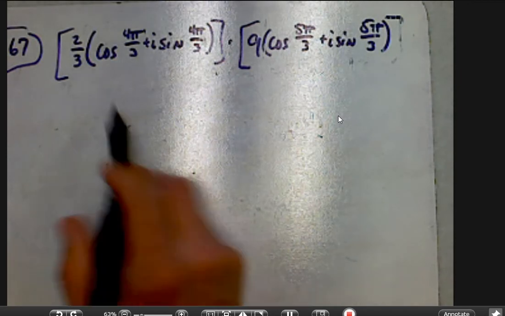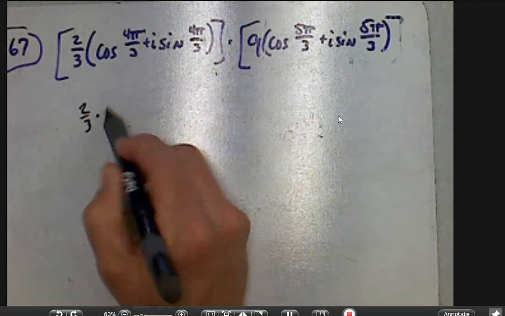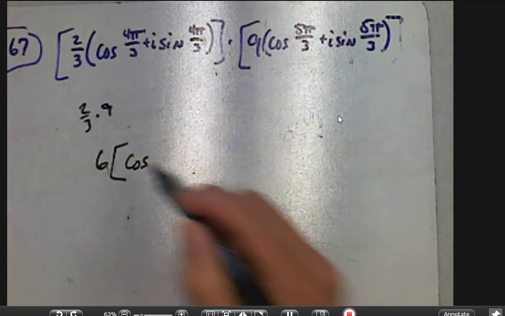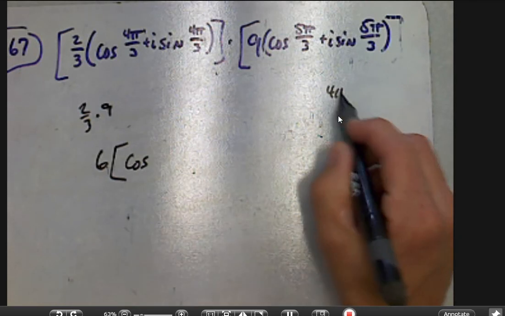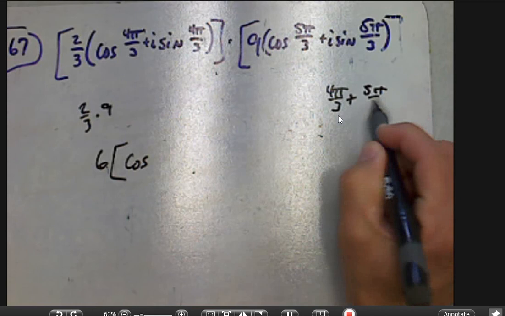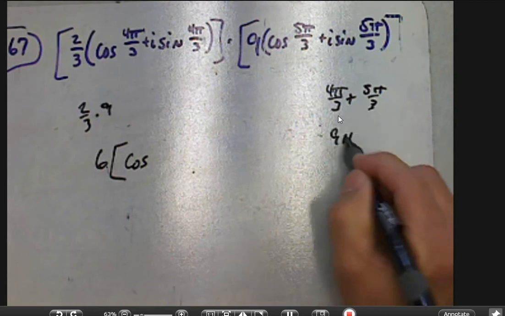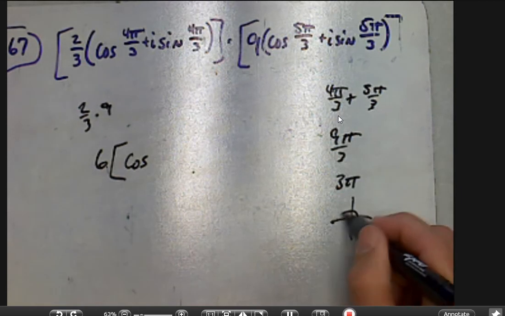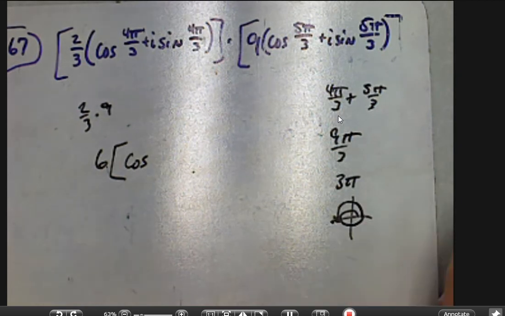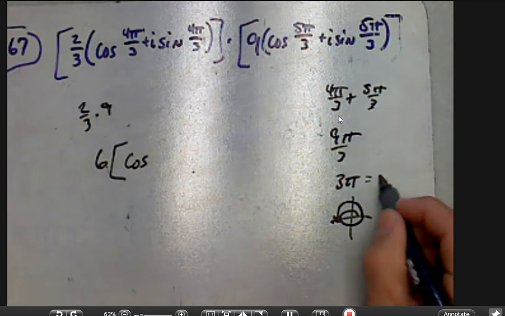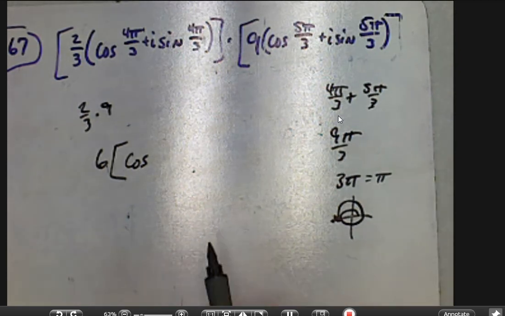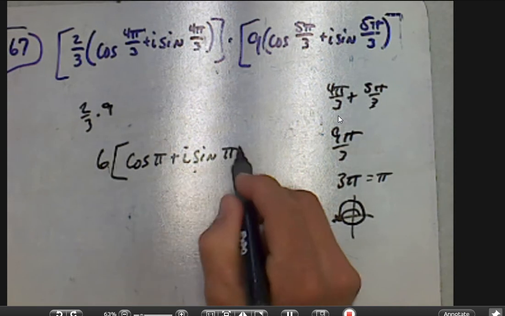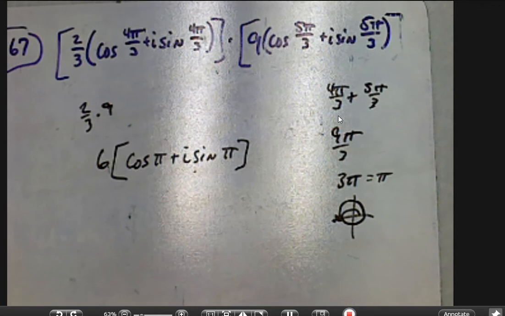Okay, now that we're back, we know we have to do 2/3 times 9, which is 6, and then times the cosine of, I have to take 4 pi over 3 plus 5 pi over 3, which is 9 pi over 3, which simplifies to 3 pi. Well, going around the circle once is 2 pi, come back around to pi is 3 pi, and so this is the same thing as pi. So 6 times the cosine of pi plus i times the sine of pi, and I have my answer in trig form.